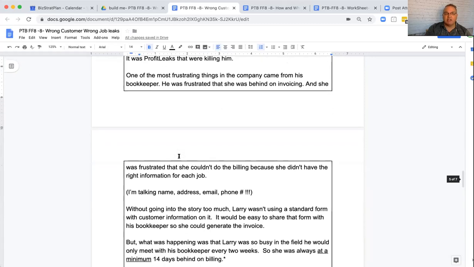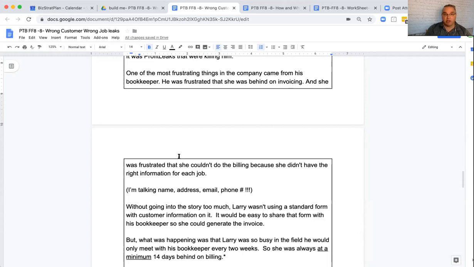Anyways, one of the things in his company that frustrated him was his bookkeeper. He was very frustrated with her. And what was interesting is when I talked to her, she was very, very frustrated with him. And this was a profit leak.